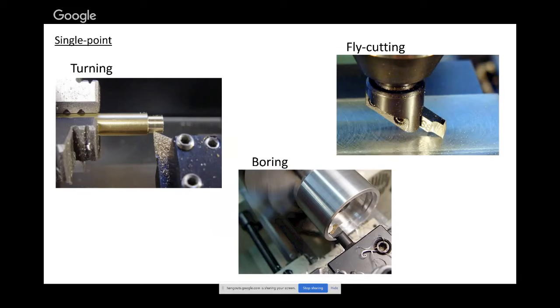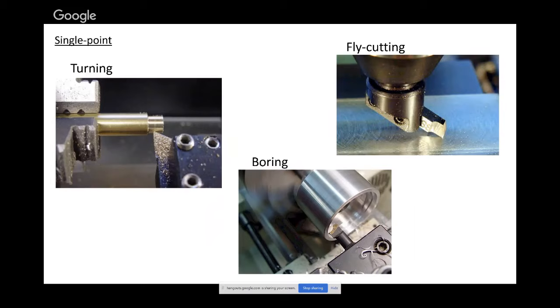There's the single point and then there's the multi-point. Okay, the difference, as you can probably guess, just is how many points or how many teeth or how many places does the tool impact or contact the workpiece. As we can see for turning on a lathe, fly cutting, this is something that happens on an end mill, or a boring operation, which also is on a lathe, that these are considered single point tools.